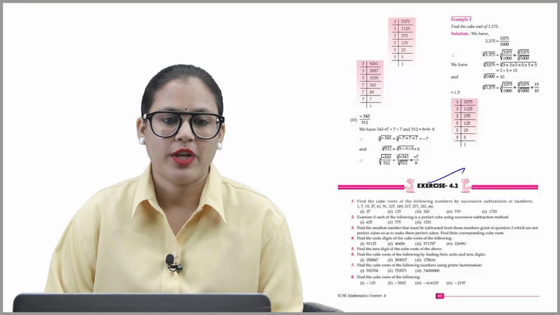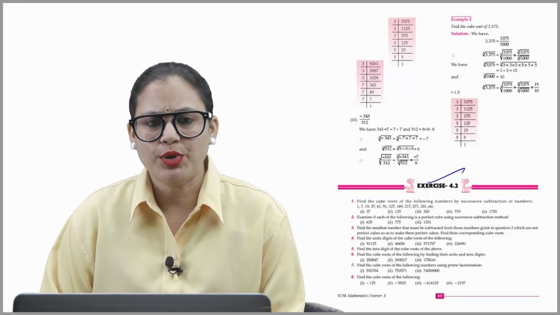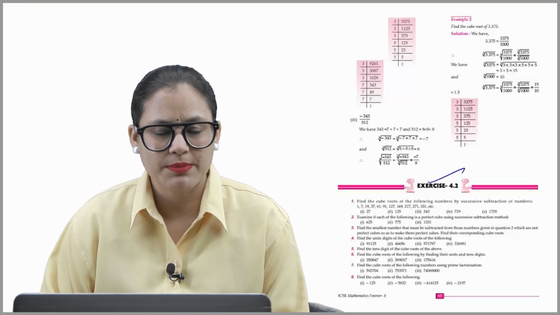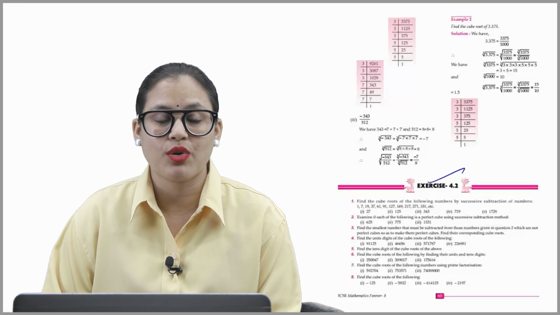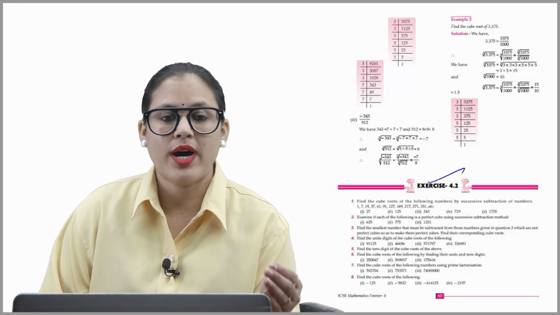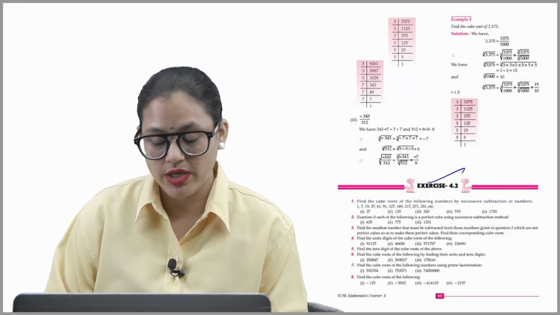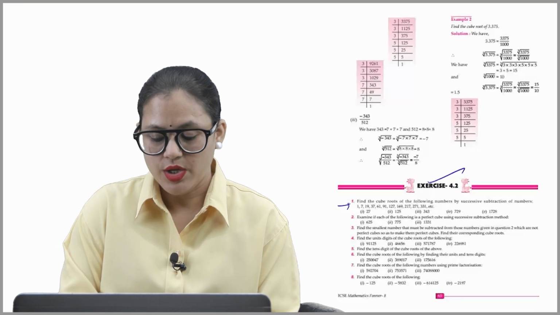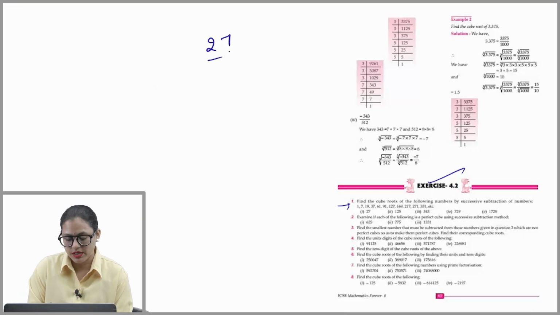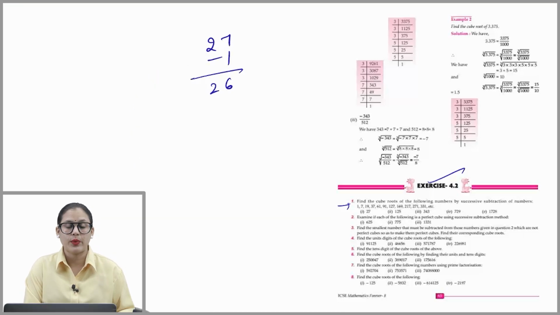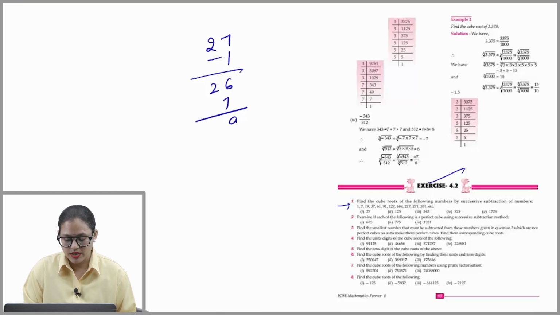Exercise 4.2. Find the cube roots of each of the following numbers by successive subtraction of numbers: 1, 7, 19, 37. Okay, you have to subtract all these numbers. So start from 27. First we will subtract 1. We will get 26. Now we will subtract 7. What will we get? 19 minus 7 is 12... then now subtract 19.